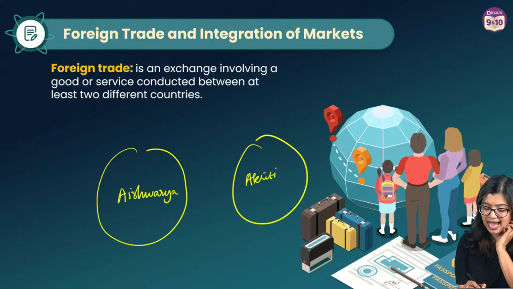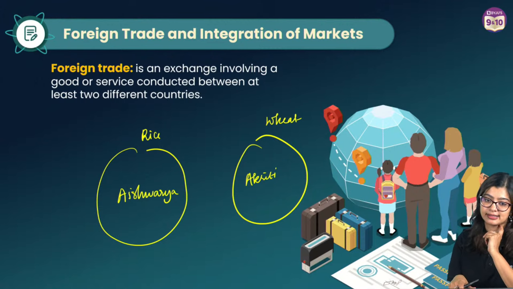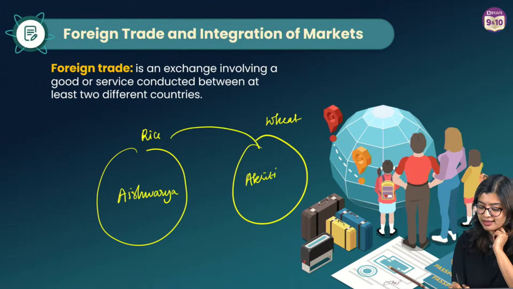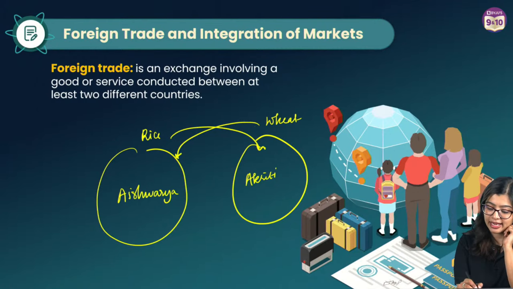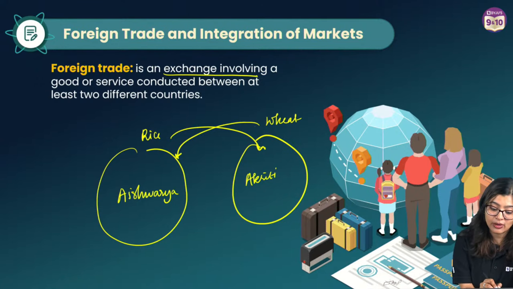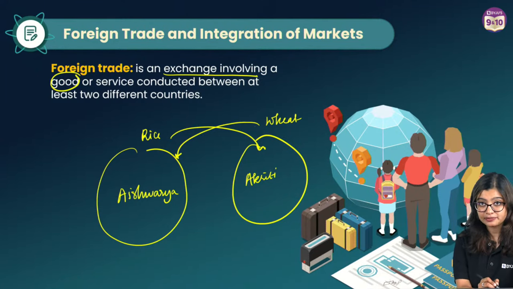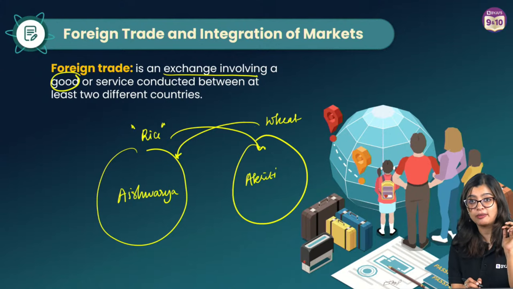We see that I have rice, okay? And Akriti has wheat. Now I want the wheat Akriti has and Akriti needs the rice. So I will sell the rice and Akriti in turn is going to give me wheat, right? So here what is happening? There is an exchange involving what? Involving some goods. Right, so here we spoke in terms of goods, or else what could it be? It could be in the form of service also.